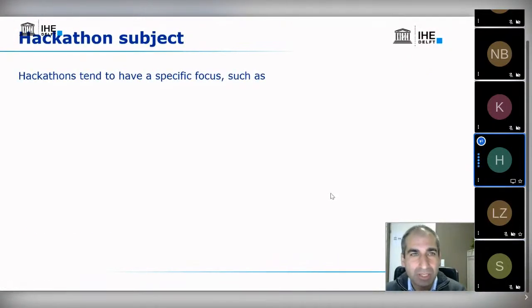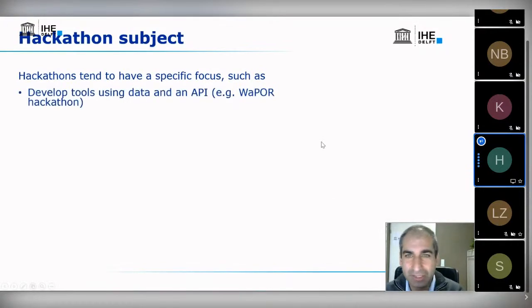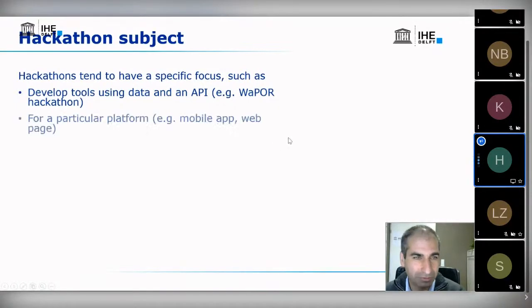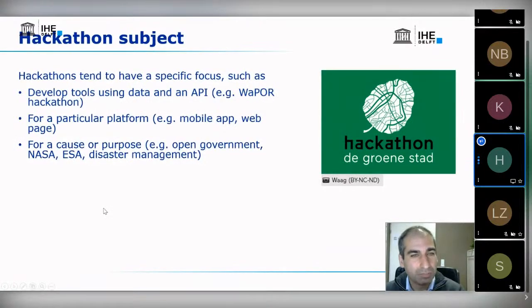Now, hackathons can have a specific subject, and there are different choices if you organize a hackathon. So this one has a very clear subject. It's about developing tools using data and the API from WaPOR, the things that Livia just has shown, and to come up with good new things you can do that are useful for different stakeholders. It can also be for a particular platform, a specific mobile app or a web page, or for a certain cause or purpose, maybe help the government with open data, or NASA or ESA, or something in disaster management.